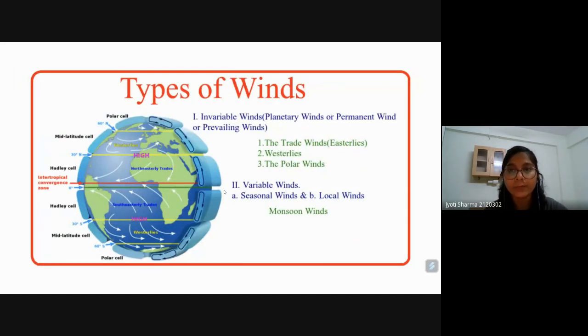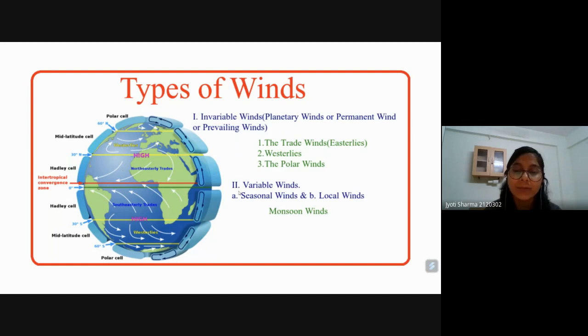We have talked about the general circulation, and I already told you that these winds are permanent. These are moving around the earth, so these winds are called invariable winds. In the invariable winds, we have the trade winds, the westerlies, and the polar winds. But if we talk about the variable winds that are not permanent, we have the seasonal winds and the local winds.